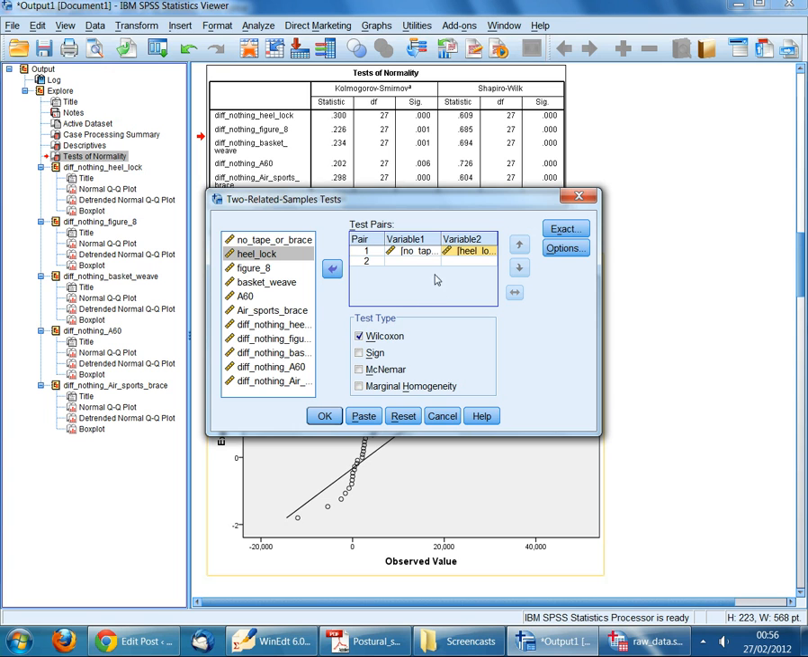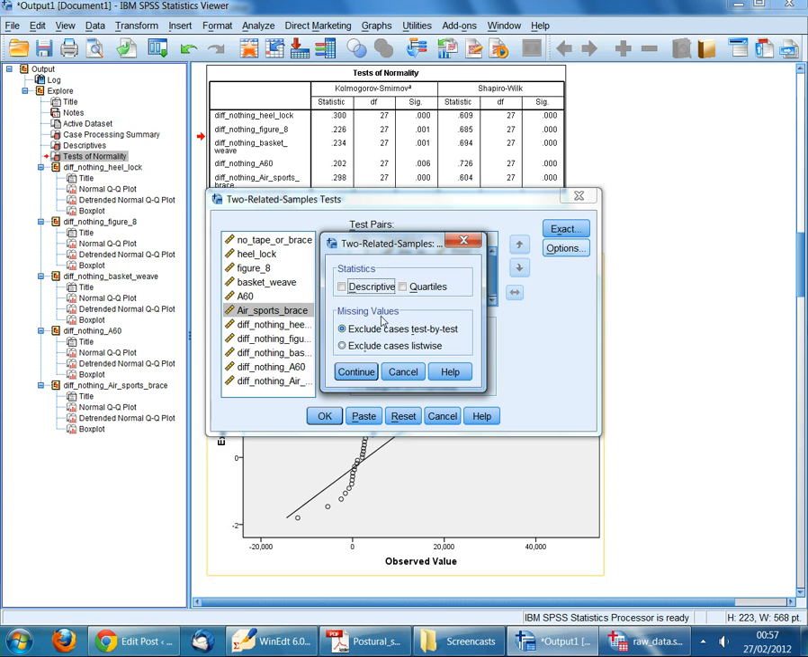So move that across. The first pair is no tape or brace compared to heel lock postural sway. The second pair is no tape or brace compared to figure of 8. Then no tape or brace compared to basket weave, no tape or brace compared to A60, and no tape or brace compared to air sports brace. The test type we would like to conduct is a Wilcoxon signed rank test, and that's already selected, so just leave this as is. Then go to Options, and Options allows us to get a little bit more information which is helpful to interpret the results.